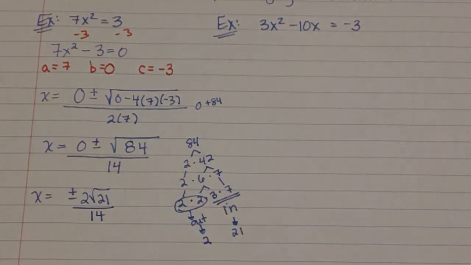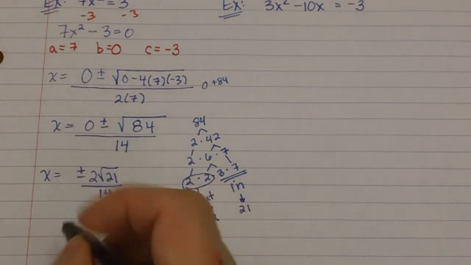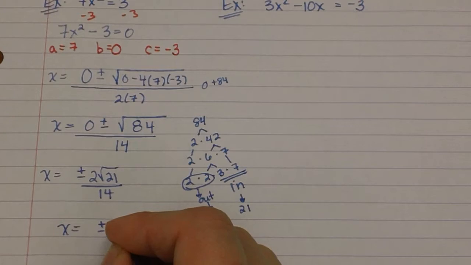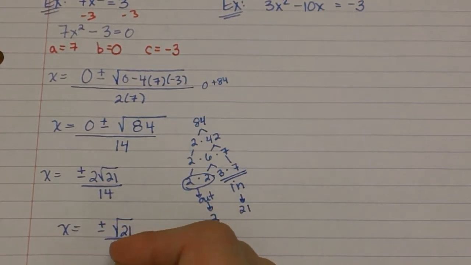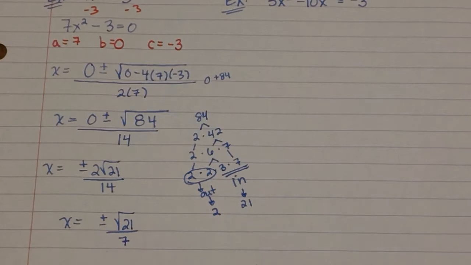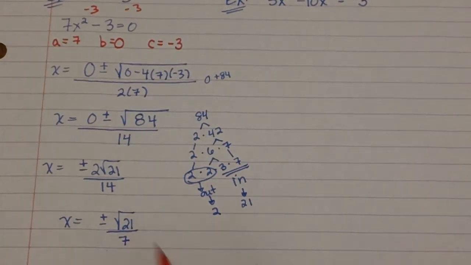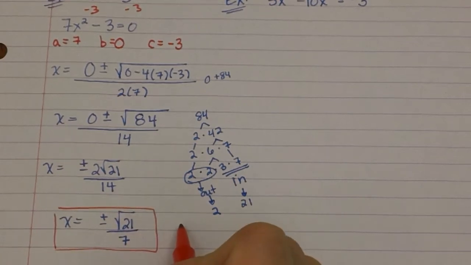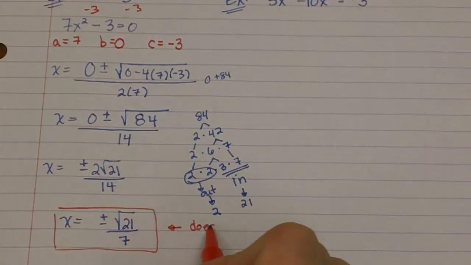Then we want to see what we can simplify. I can tell the 2 and the 14 are both even, so I'm going to divide those each by 2. So x will equal plus or minus, it would be a 1, but we don't write it, so plus or minus square root of 21 over 14 divided by 2 is 7. Keep in mind, we cannot simplify the 21 with the 7 because the 21 is inside the radical and the 7 is outside the radical. So this is our answer, and we might make a note: does not simplify.